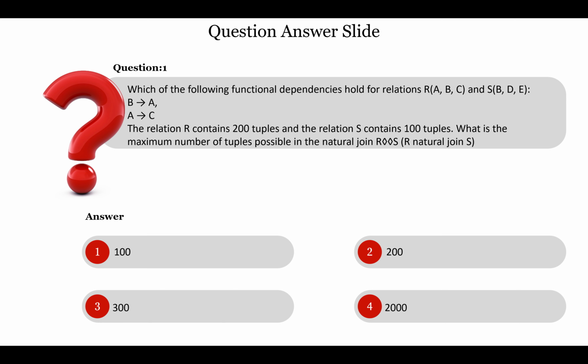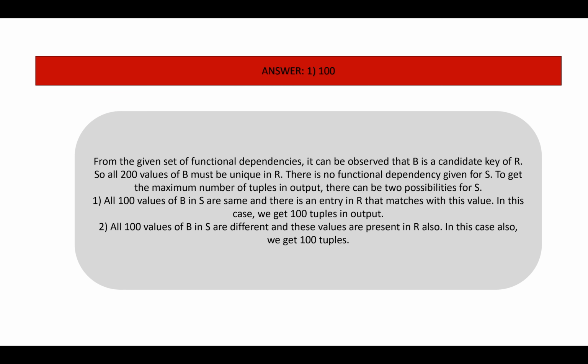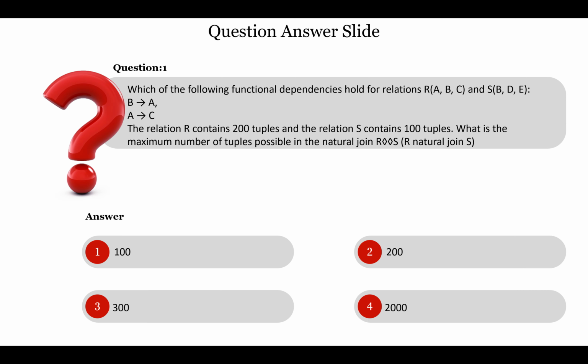So it is an MCQ based question. Which of the following functional dependencies hold for relations R(A, B, C) and S(B, D, E), where B implies A and A implies C? The relation R contains 200 tuples and the relation S contains 100 tuples. What is the maximum number of tuples possible in the natural join R ⋈ S? So the options are 100, 200, 300 and 2000.